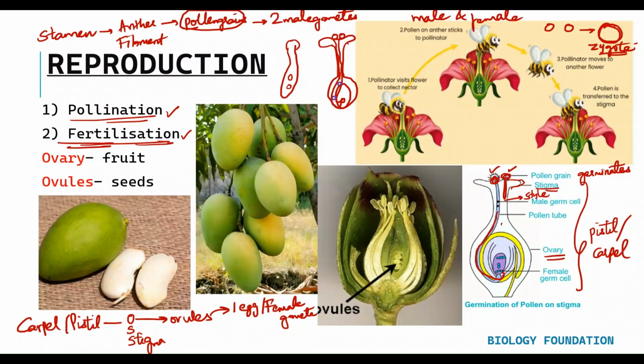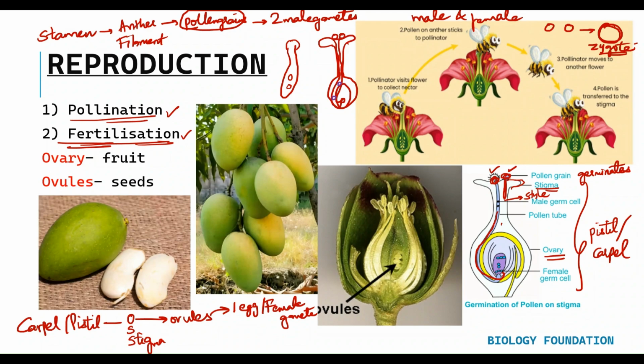Zygote will be formed. During this process, for successful fertilization to take place, successful pollination has to occur. That means first the pollen grain of the same species should fall on the stigma of the same kind. If hibiscus pollen grains fall on the stigma of rose, or if the pollen grains of rose fall on the stigma of mango, then there won't be successful pollination. For pollination to be successful, the transfer of pollen grains from anther should occur on the stigma of the plant of the same kind. That is quite important, it's the key.